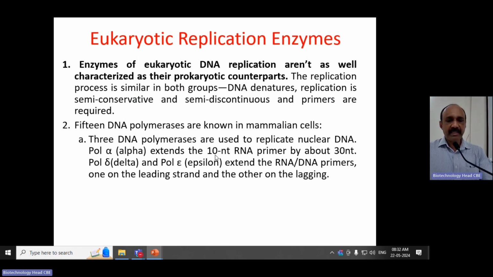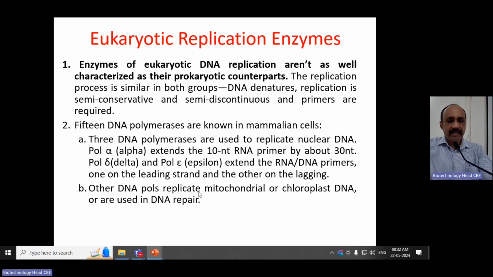Polymerase alpha extends the 10-nucleotide RNA primer by about 30 nucleotides, then pol delta and pol epsilon extend the DNA-RNA primers, one on the leading strand and the other on the lagging strand. Other DNA polymerases replicate the mitochondrial or chloroplast DNA and are also used in DNA repair, right? So there are, again, many polymerases present in eukaryotes.